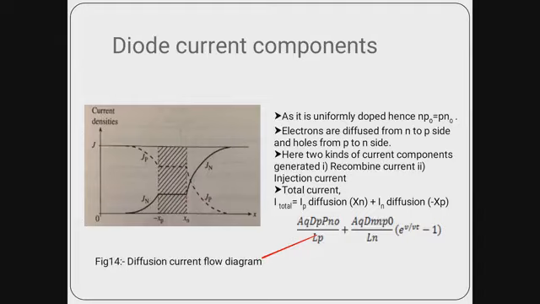And after that, what will happen? They are injected from p to n side, and after going a certain distance x, the plot will become exponentially decayed. The same phenomenon is copied over here. Now, in this operation of minority carrier distributions, we are getting two current components. One is the recombined current, another one is the injected current.